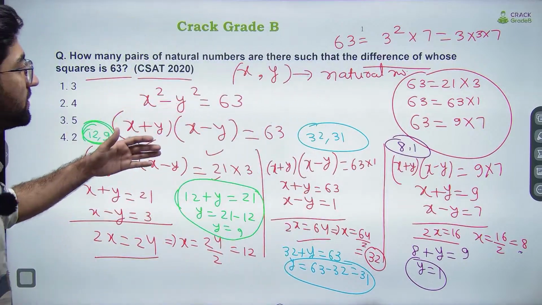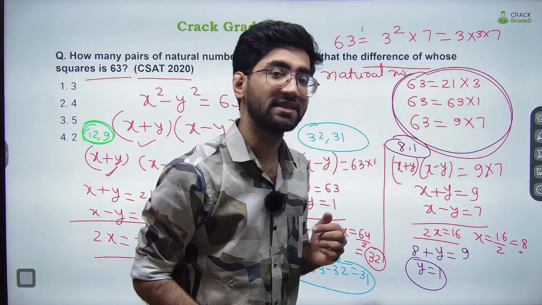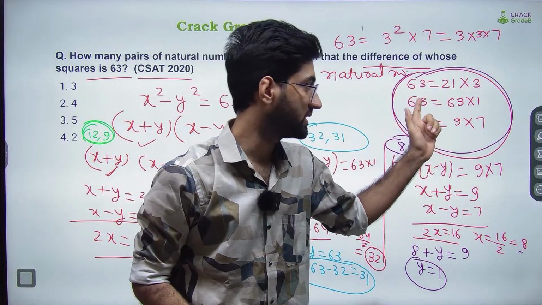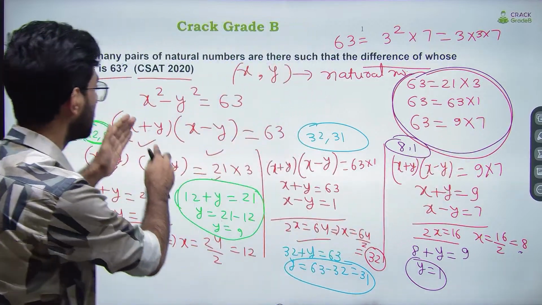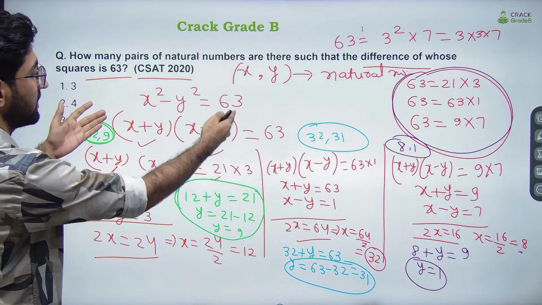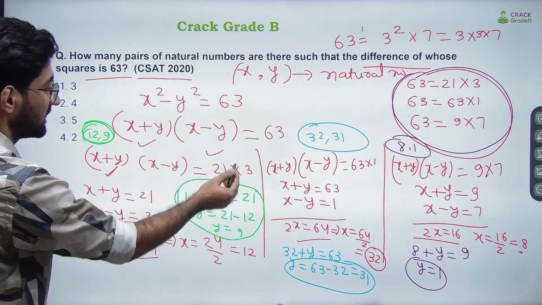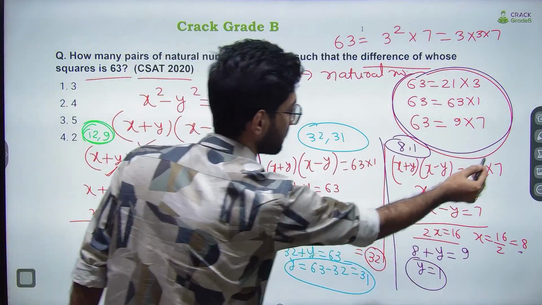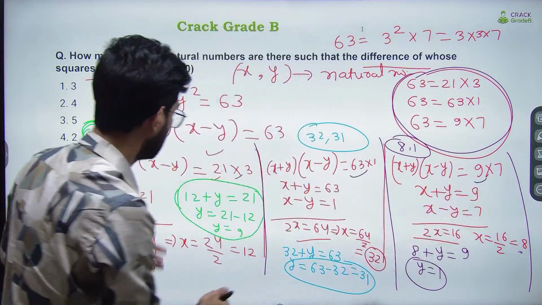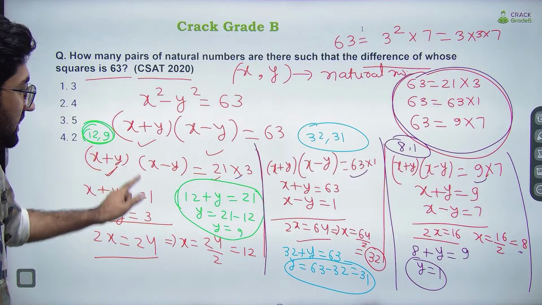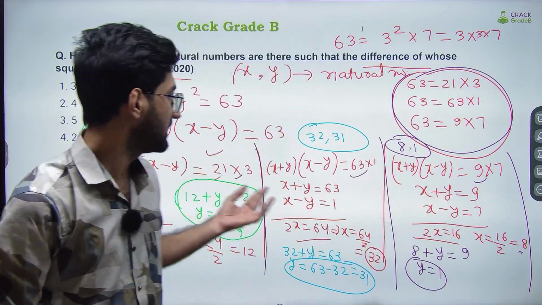See, if you are good at maths and if you have solved this kind of questions earlier, once you write 63 as 21 into 3, 63 into 1, 9 into 7, you should be able to think that, okay, we can write x square minus y square equal to 63 as x plus y into x minus y equal to 63. Now we can write 63 as 21 into 3, 63 into 1, 9 into 7. So we are getting two equations in x and y. So basically there are three cases.